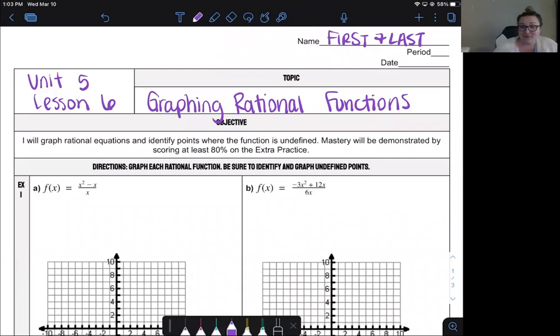So today we're going to be doing our last lesson of Unit 5, which is exciting and stressful at the same time because that means next week we have our unit test, but it's okay because y'all are going to do great. So today's lesson is focused on graphing rational functions. Don't forget to put your first and last name, period, and the date in the upper right-hand corner.